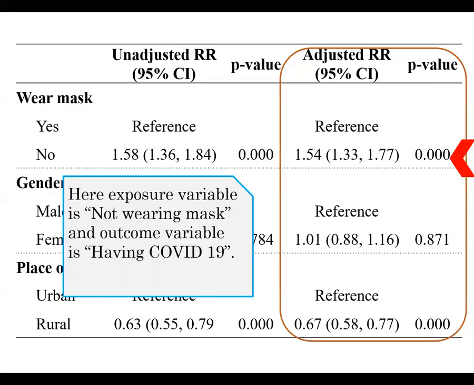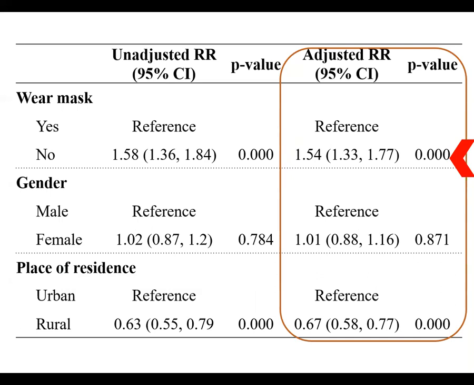Here the exposure variable is not wearing mask and the outcome variable is having COVID-19 positive. Risk ratio for all variables is greater than 1. That means for this variable, the risk ratio is greater than 1. That indicates greater risk of having COVID positive when not wearing mask than when wearing mask.